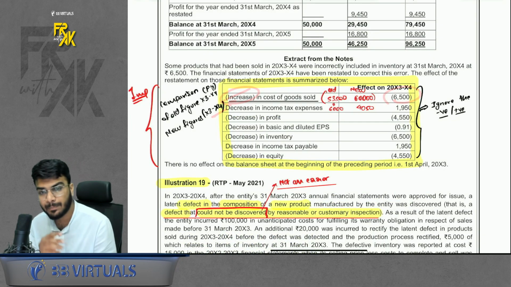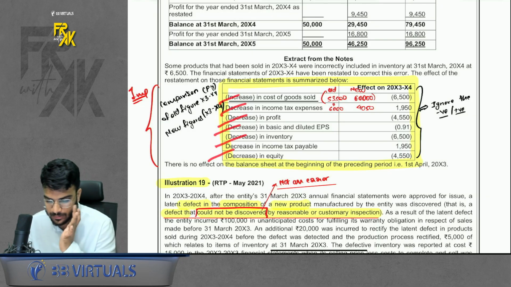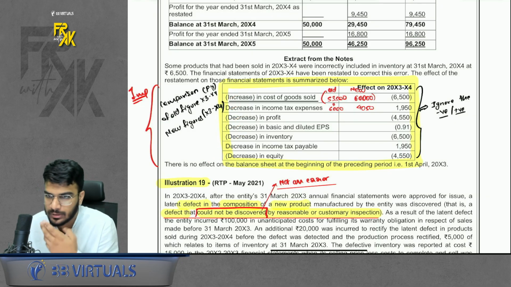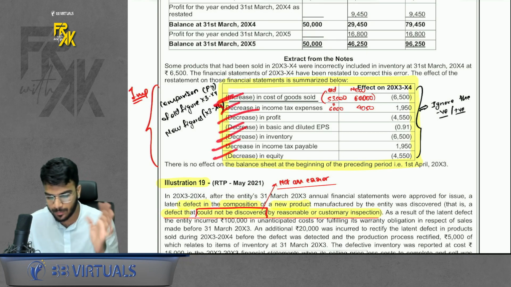Likewise, you compare the previous year's old figures and the new figures. You have to show the impact of increase or decrease. If you want to simplify it, ignore the positive and negative sign. Just tell me the increase or decrease of each and every item. Do practice it as well.